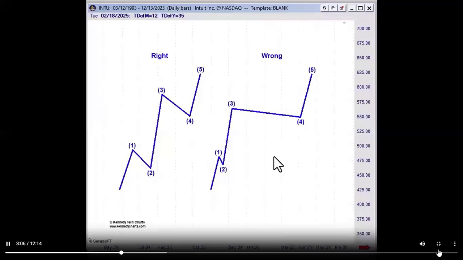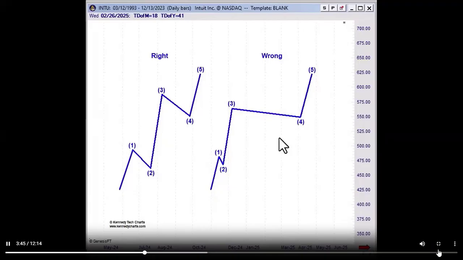However, I am here to tell you today that this interpretation on the right is wrong because it totally ignores the essence of the rules and guidelines that Ralph Nelson Elliott codified and offered us. The simplest way to determine if your wave count is correct is simply to go back to the book. The book I'm referring to is The Wave Principle, written by A.J. Frost and Robert Prechter. There's no better book on the market to learn the wave principle than that book.